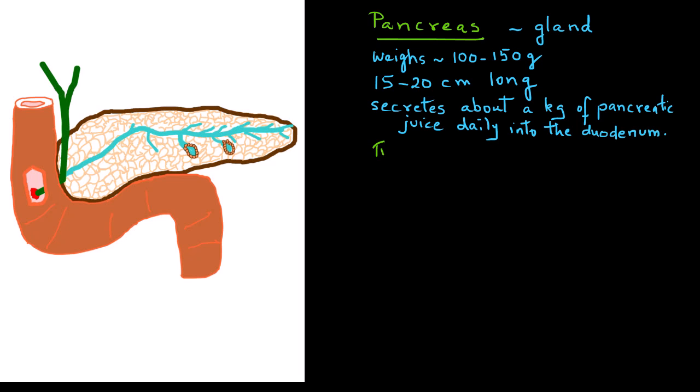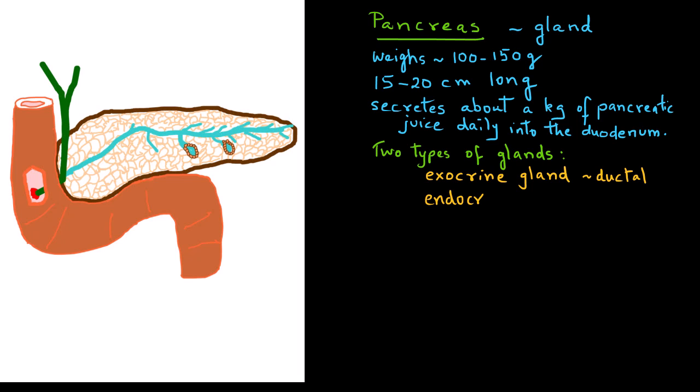Now, the pancreas actually has two types of glands. There is the exocrine gland, which is ductal in nature. By ductal, we mean that the substances produced by the exocrine gland are conveyed through ducts or small tubes. And there is the endocrine gland, which is ductless. So the substances produced by the endocrine gland go directly into the bloodstream.